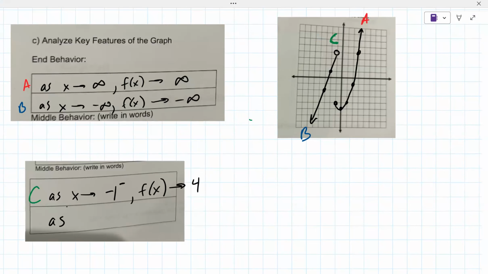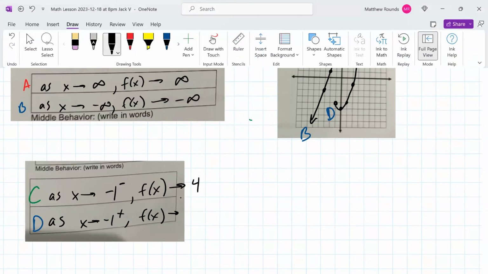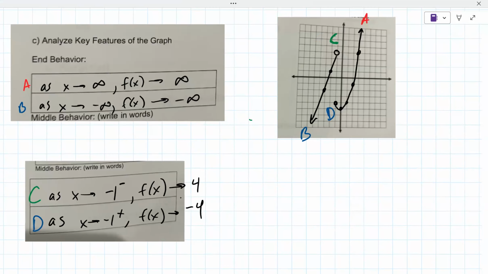All right. As x goes to -1 from the right, we'll put a D there. That's point D. What's the y value there? Looks like it's -4. -4. Yeah. Okay.